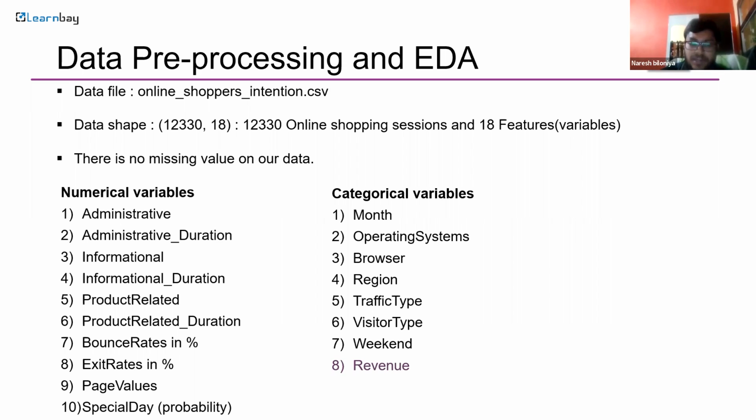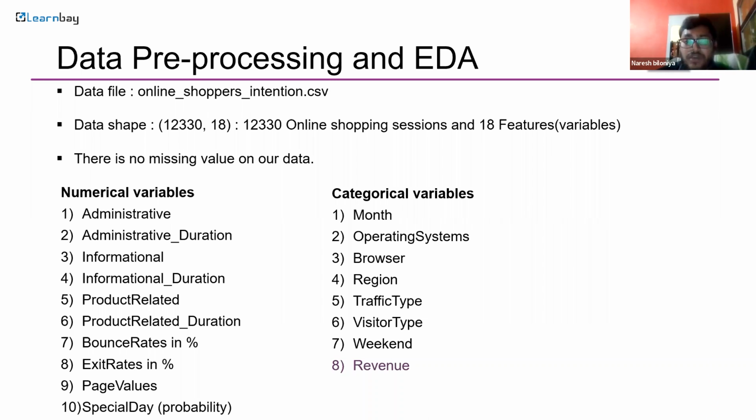And then we have special day. Special day means if, let's say, there is Mother's Day, Valentine's Day, all these things, this shows how near the special day is to the current day on which the user is visiting the website. So this data is in the form of probability.